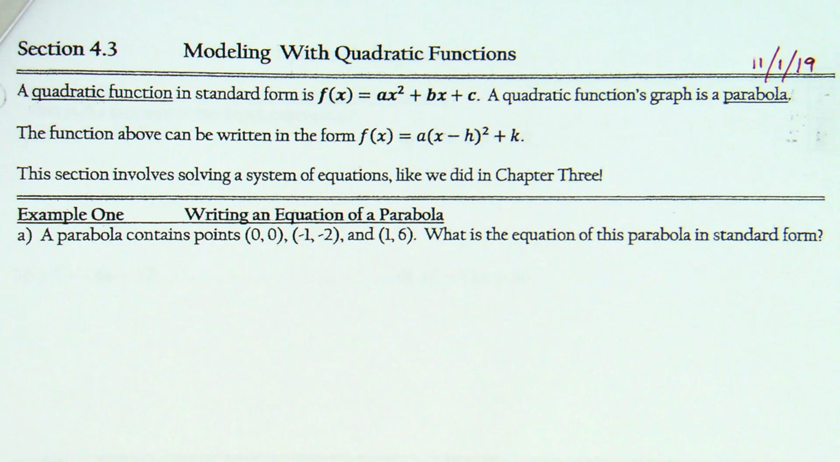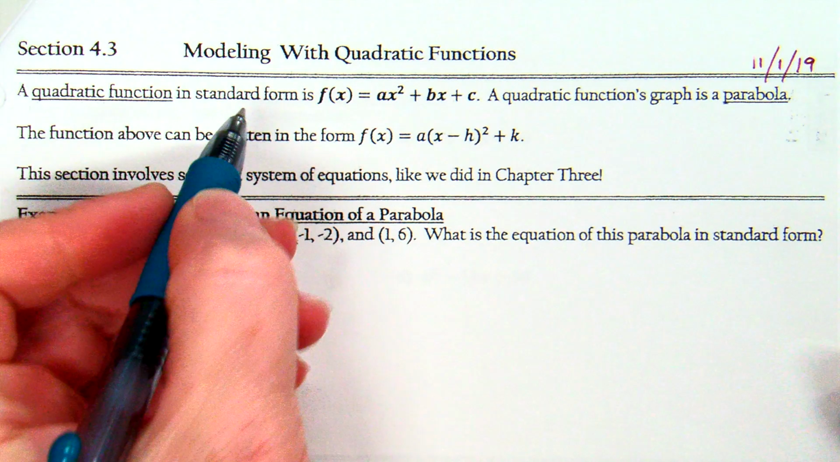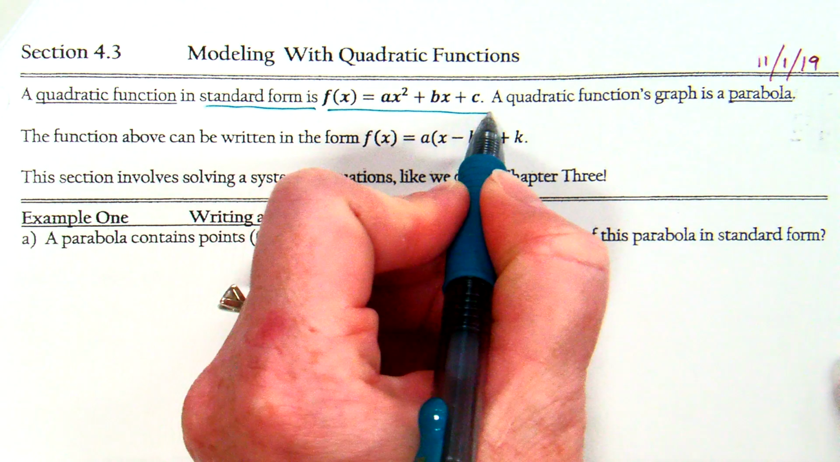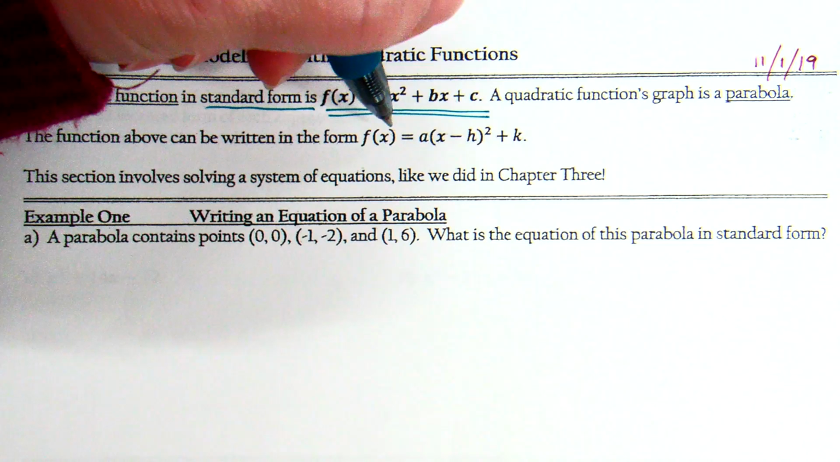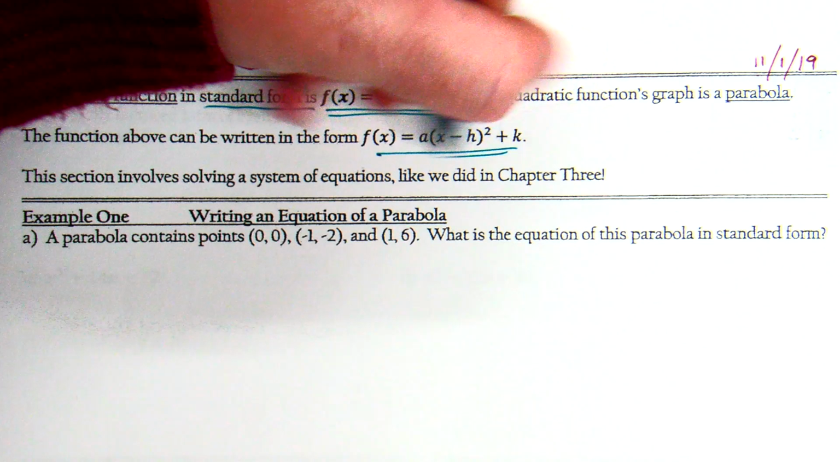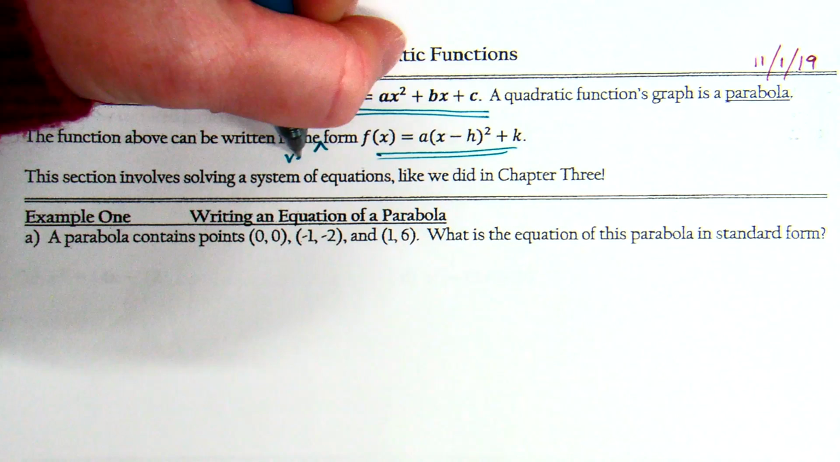Lesson 4.3 is modeling with quadratic functions. So, review, we keep seeing this review. Quadratic function, first of all, we remember that standard form is f of x equals ax squared plus bx plus c, and the graph of a quadratic is a parabola. Okay, old news there, right? We again review. The above function can also be written in the form f of x equals a times (x minus h) squared plus k. And this is our vertex form.